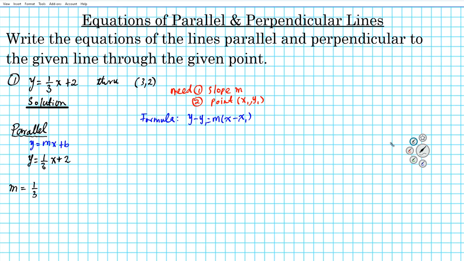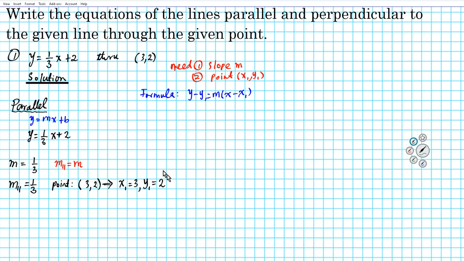All right. Now for a line parallel to this given line, the slopes are exactly the same. So m parallel is equal to m. The slope of the parallel line is the same as the slope of this line, so it's also going to be 1/3. That's the first piece that we need, the slope. Now we need a point, (x1, y1). The point is going to be (3, 2). And this helps us see that x1 is 3 and y1 is 2.